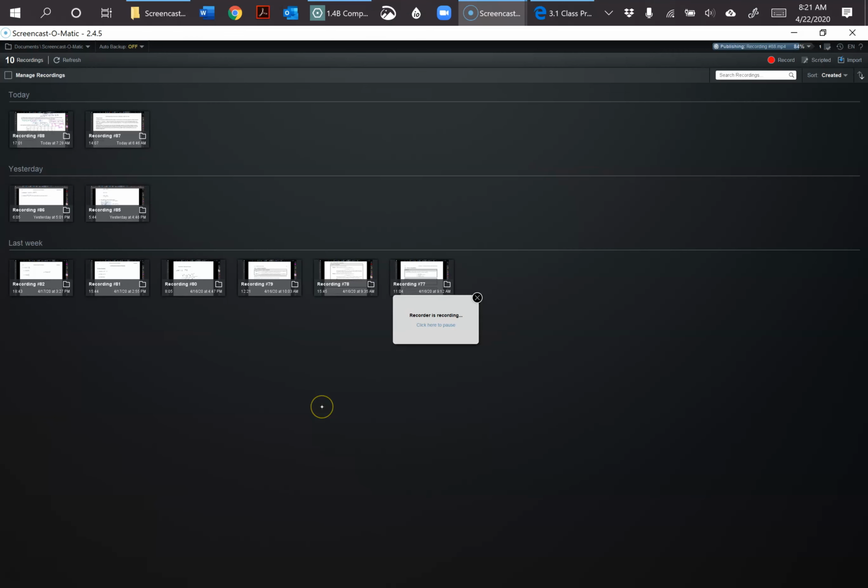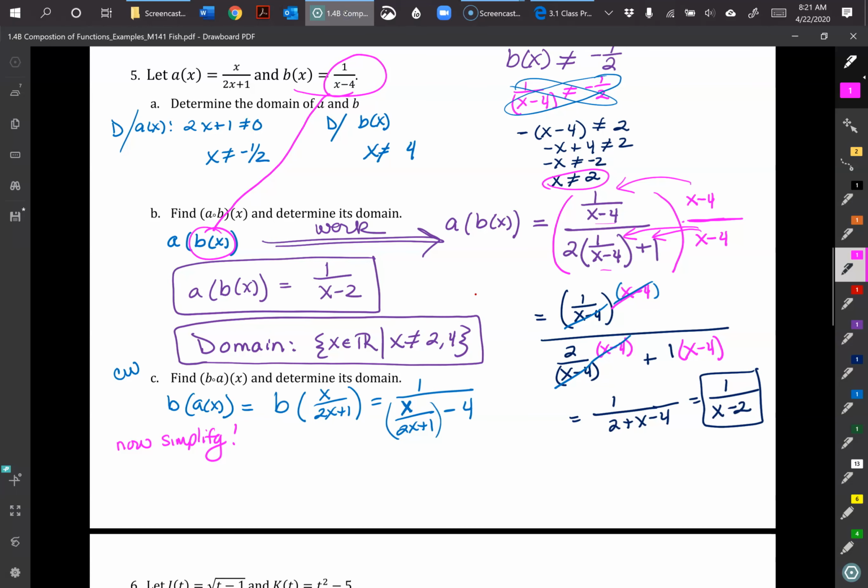Okay, so we have b of x over 2x plus 1, because that's the a of x function, and I went and plugged it right in here. Normally this was just an x, but the way I wrote it before in the other problem, I just want to be careful that you're clear that you actually have to plug in there.